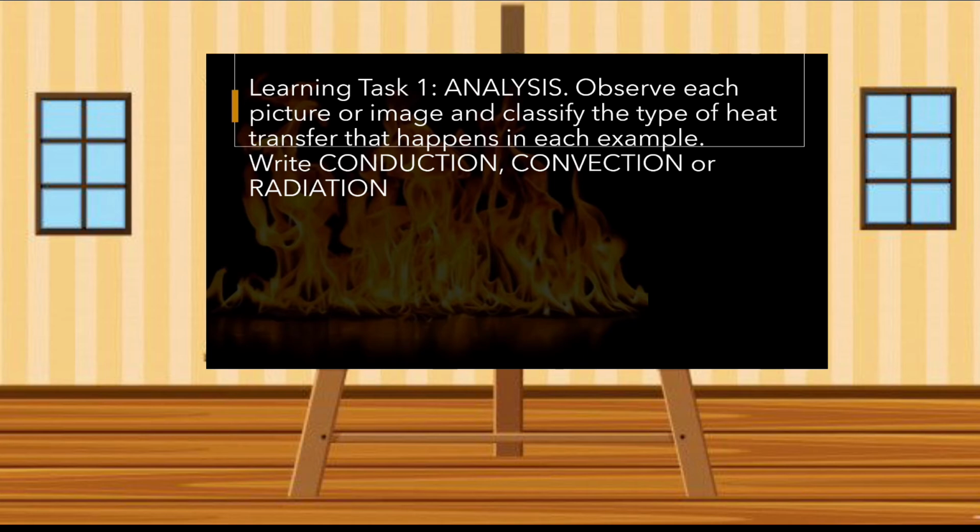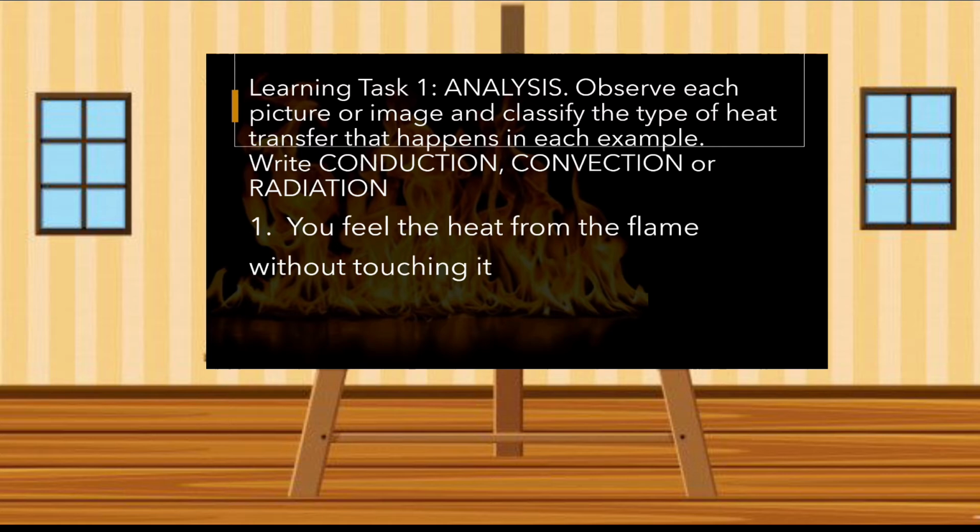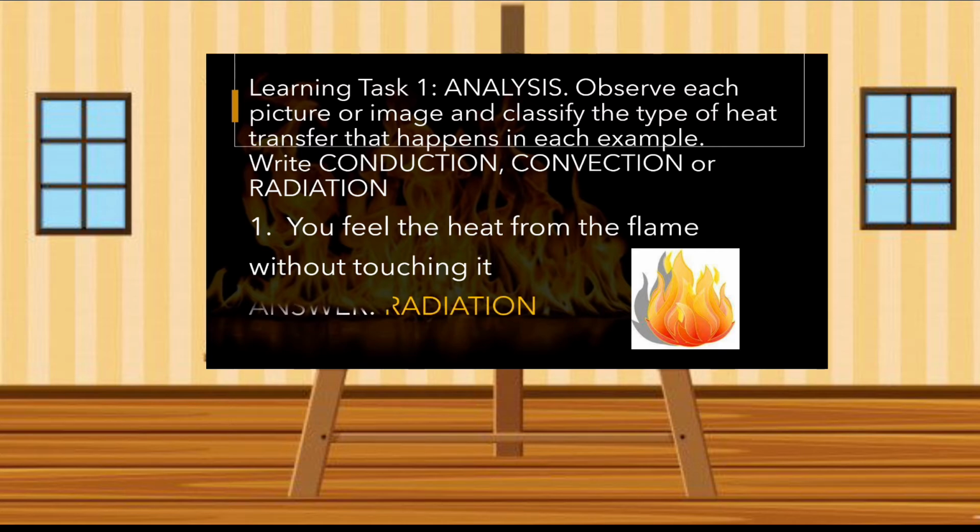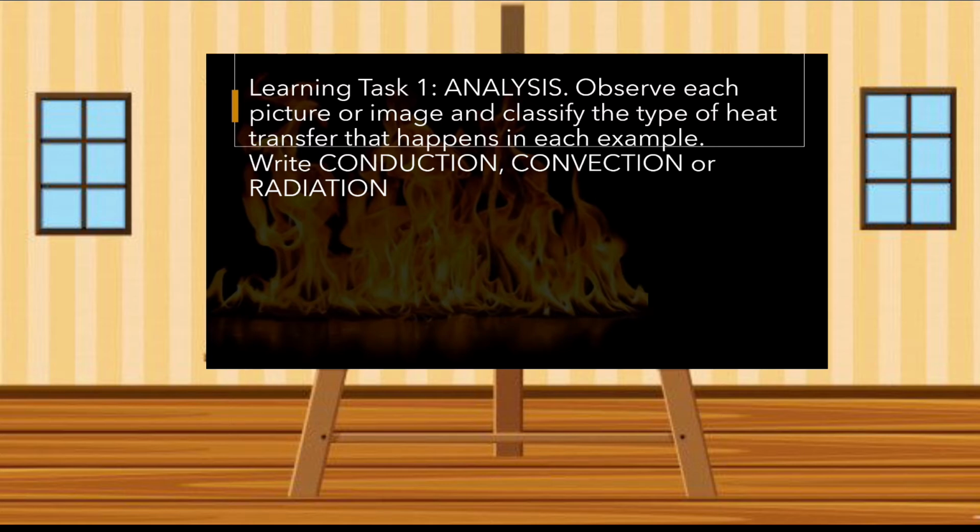Learning Task 1. Analysis. Observe each picture or image and classify the type of heat transfer that happens in each example. Write conduction, convection, or radiation. Number 1. You feel the heat from the flame without touching it. So what will be the answer? The answer is radiation. Very good.